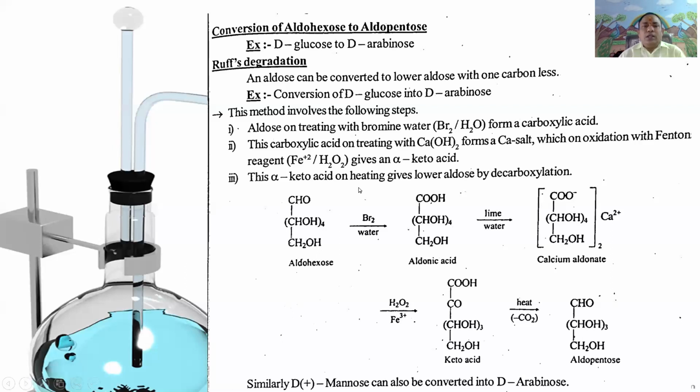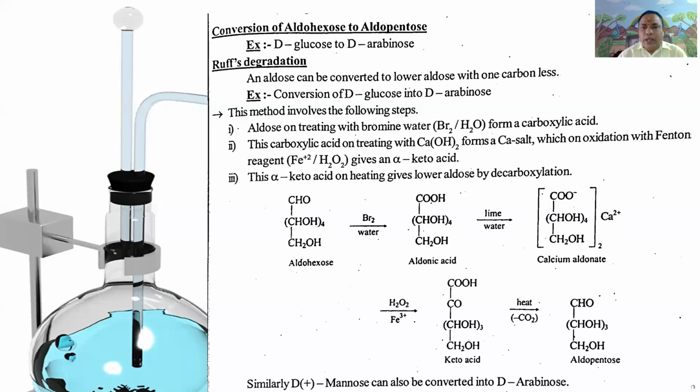In the equation, aldohexose, CHOH taken 4, CH2OH, is called glucose or aldohexose. Oxidation with bromine water gives aldonic acid or gluconic acid, COOH, CHOH taken 4, CH2OH. This gluconic acid treated with lime water gives calcium gluconate, that is COO minus, CHOH taken 4, CH2OH, taken to Ca plus 2.